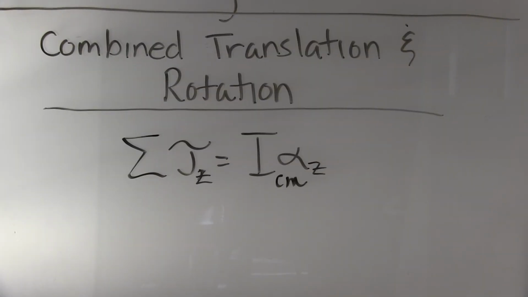This equation, the summation of the torques of a rigid body about the z-axis through the center of mass equals the moment of inertia of the rigid body about that z-axis times the angular acceleration of the rigid body about the z-axis, is true for both simply rotational motion and rotational and translational motion, providing that the following two conditions are met. One, the axis through the center of mass must be an axis of symmetry, and two, the axis must not change direction.